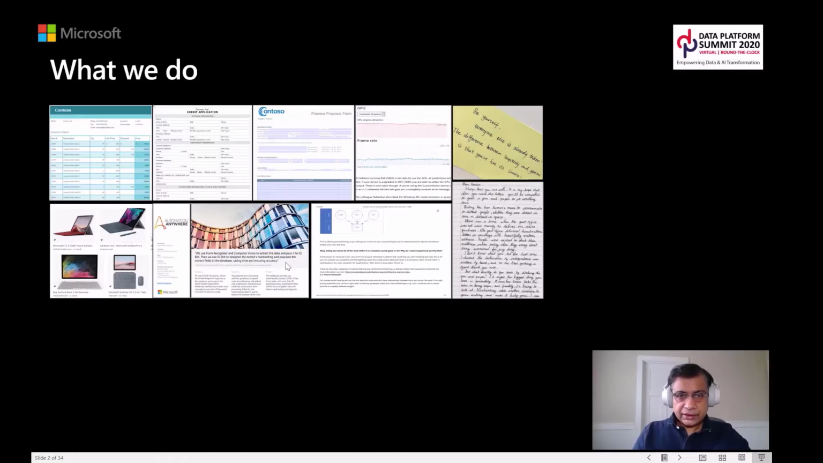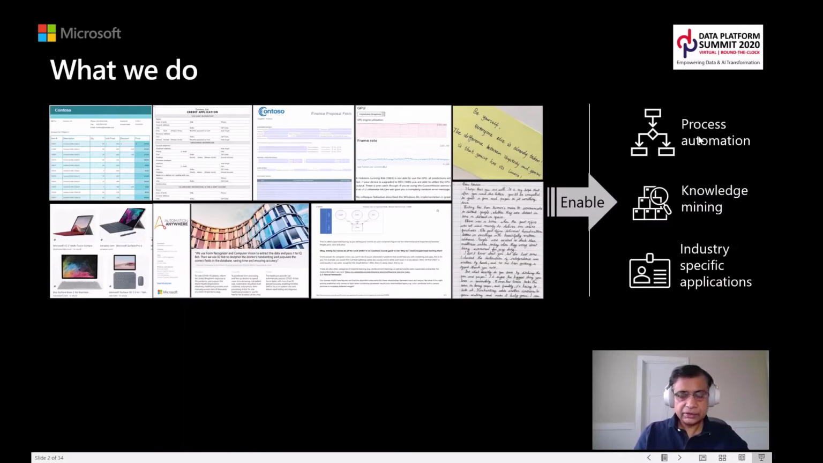What we do as a team, our goal, our mission is to take all text and intelligence from the text content in our documents, images, and even physical objects and enable our customers to implement the three big scenarios of business process automation, knowledge mining, also called information search and retrieval, and industry specific applications, depending on what they are trying to do with this content.